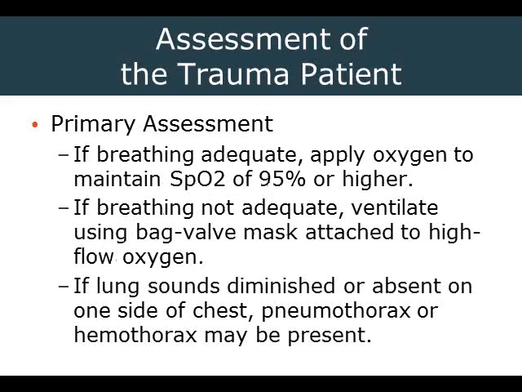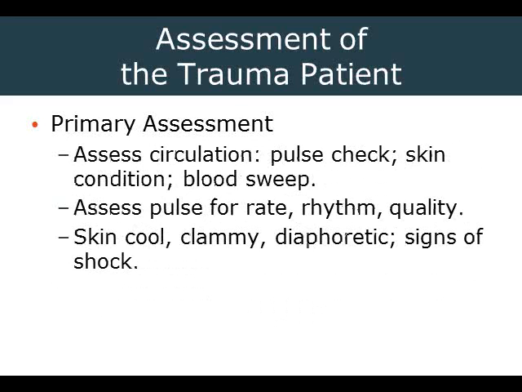If they're breathing adequately, maintain their oxygen saturation at 95% or higher with your supplemental O2. If they're not breathing adequately, then you need to ventilate them. So high flow O2. If the lung sounds are diminished or absent on one side of the chest, you can consider that they have perhaps a collapsed lung that's led to either a pneumothorax, which is air in the space, or a hemothorax, which is blood in the pleural space.